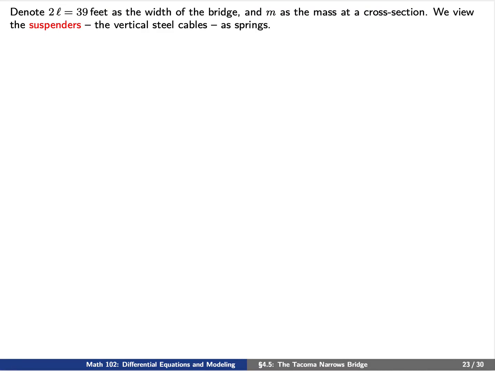First, let's denote L as half of the width of the bridge. In reality, 2L was around 40 feet. We'll also denote M as the mass at a cross section of the bridge. We're going to view these suspenders, remember that these are the vertical steel cables, as springs. So now we'd like to figure out what can we say about the bridge itself.